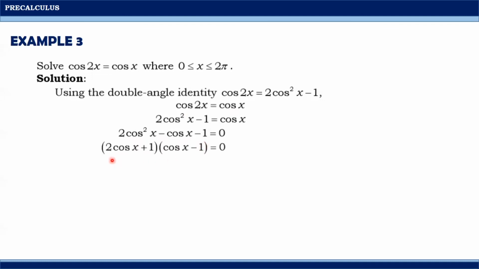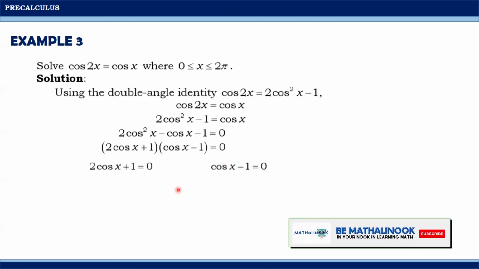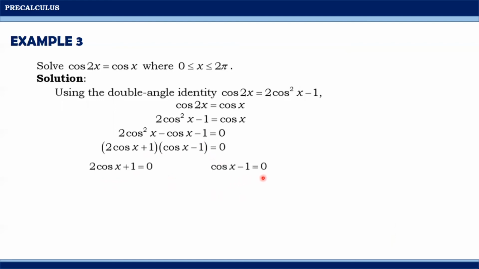The factors will be the quantity 2 cosine x plus 1 times the quantity cosine x minus 1 equals 0. Next step, equate both factors to 0. So we will have 2 cosine x plus 1 equals 0 and cosine x minus 1 equals 0. Next, let us isolate cosine x on both factors. Thus, we will have cosine x equals negative 1/2 and cosine x equals 1. On both equations, we need to find the values of x, which are the angles that will give cosine a value of negative 1/2 and 1.